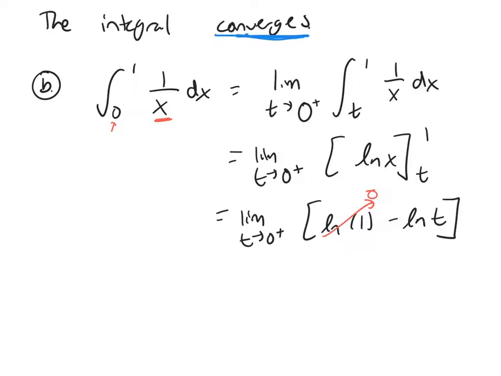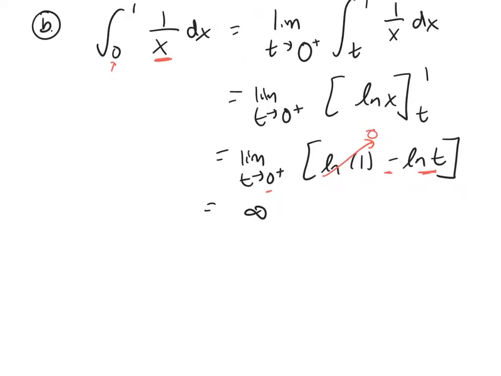And then if I look, what happens to ln t as t goes to 0 from the right, this will go to negative infinity, but there's a negative here, so this limit will be infinity. So this integral, the limit diverged, so the integral diverges. So I'll say the integral diverges.